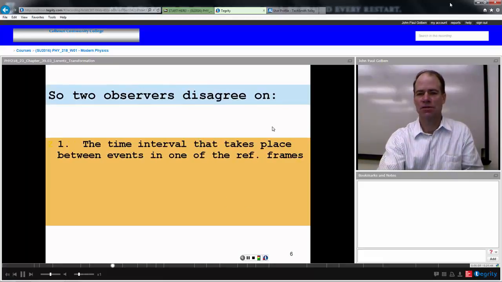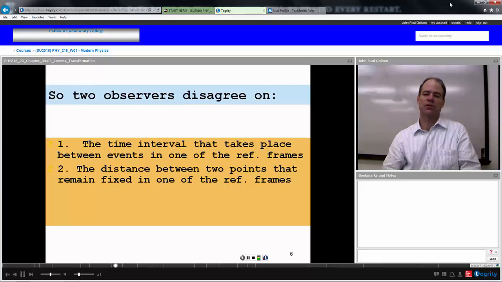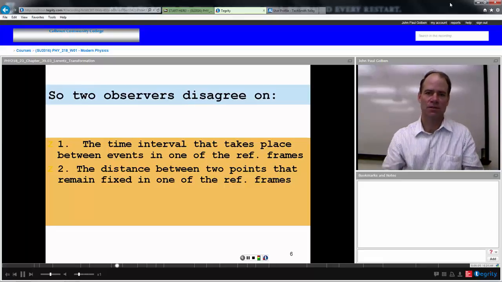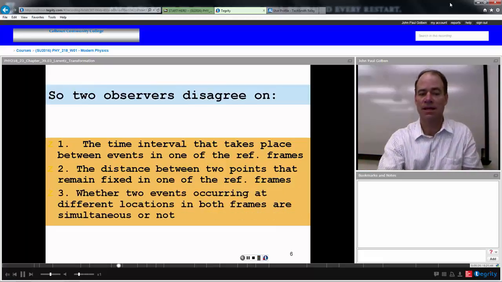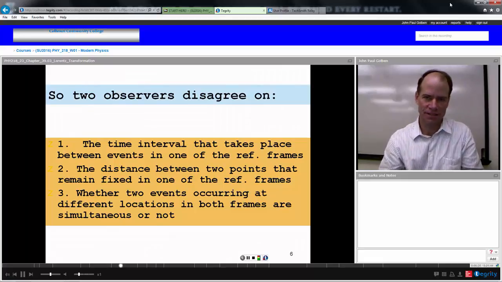So two observers disagree on the time interval between two events in one of the reference frames and the distance between two points that remain fixed in one of the reference frames. So we're dealing with time dilation and length contraction, and whether two events occurring at different locations in both frames are simultaneous or not. They'll disagree on simultaneity.